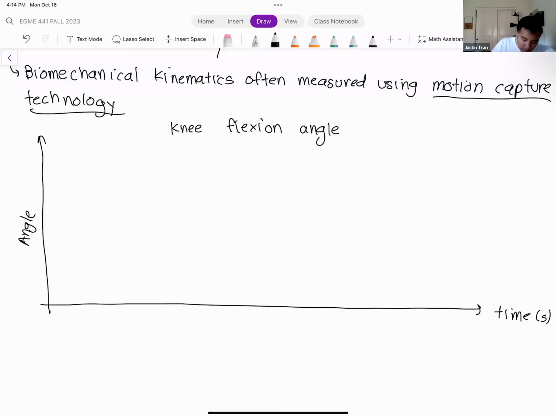And so during the stance phase, right? After your foot touches the ground, your knee actually flexes a little bit because you have to bend down a little bit during the stance phase. And then as you push off, your knee straightens out again. And so what you're going to see is an initial phase of flexion. So this is your knee flexion during the stance phase.